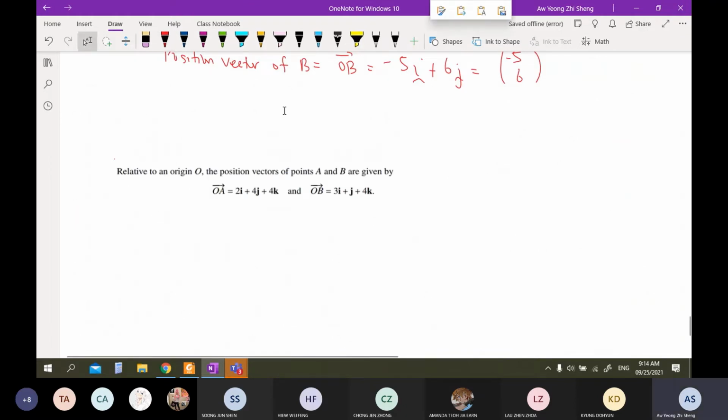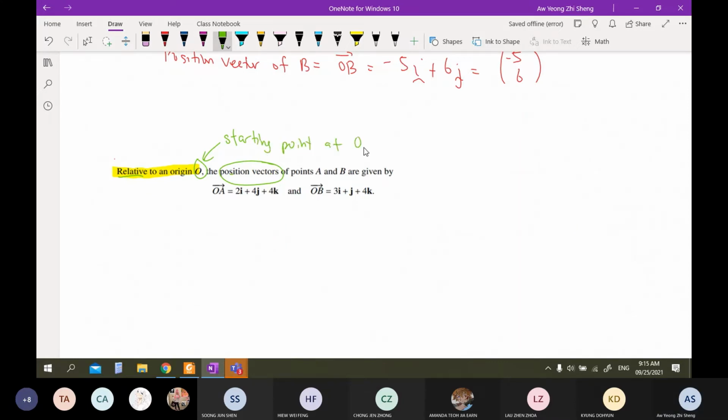In many of the past year questions, they are going to tell you relative to an origin O, which means that the position vectors are all starting from O. So O is the starting point. So by saying relative to an origin O, they are trying to tell you that all these position vectors have a starting point at O.